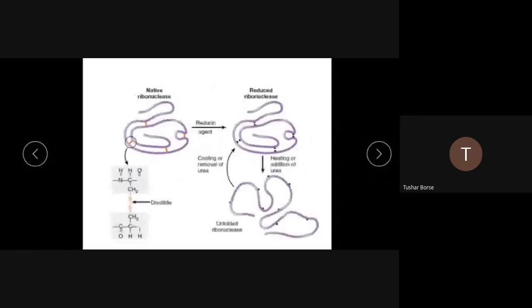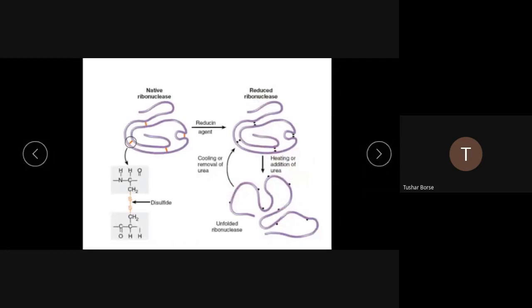Here's a diagram. This is a native ribonuclease structure. This is a disulfide bond present in the ribonuclease. The reducing agents, that is urea and mercaptoethanol, reduce the disulfide bonds. Due to the reduction of the disulfide bonds, the polypeptide gets a random coil. Due to this random coil, they do not show any activity.